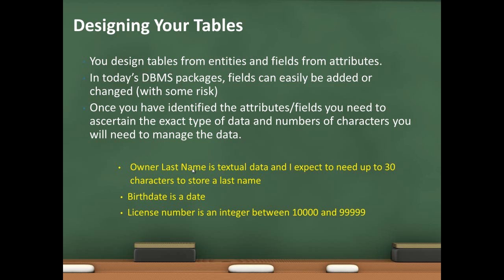So I might also want to go back in and put restraints or constraints, if you will, on my data. So a license number. I may know that my license numbers that I issue out for dogs always are going to fall within a range of 10,000 to 99,999, and if I ever try to put a number in lower than that or higher than that, I would know that it's an invalid number, and I would want the database to come back and generate an error for me. So those are the kind of things I need to think out. Not just the fields, but do I want to control what goes into those fields?